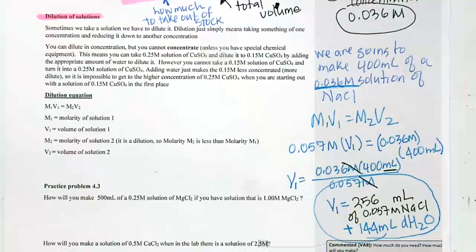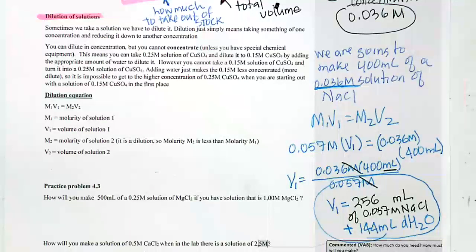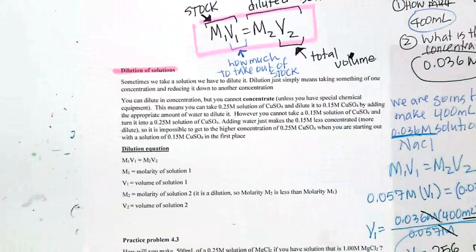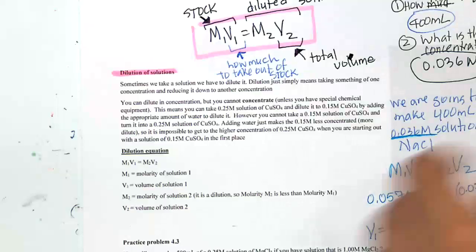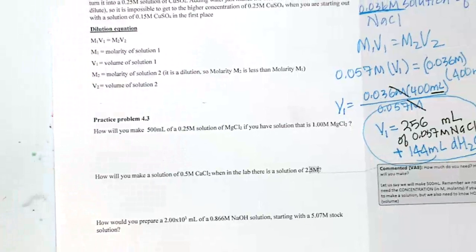Okay, so this is how we dilute solutions. You just add water, and we get our concentration down to the concentration that we want. We make sure we know how much we want to make in the first place. All right, so the equation here is M1V1 equals M2V2. All right, let's do some practice problems here.